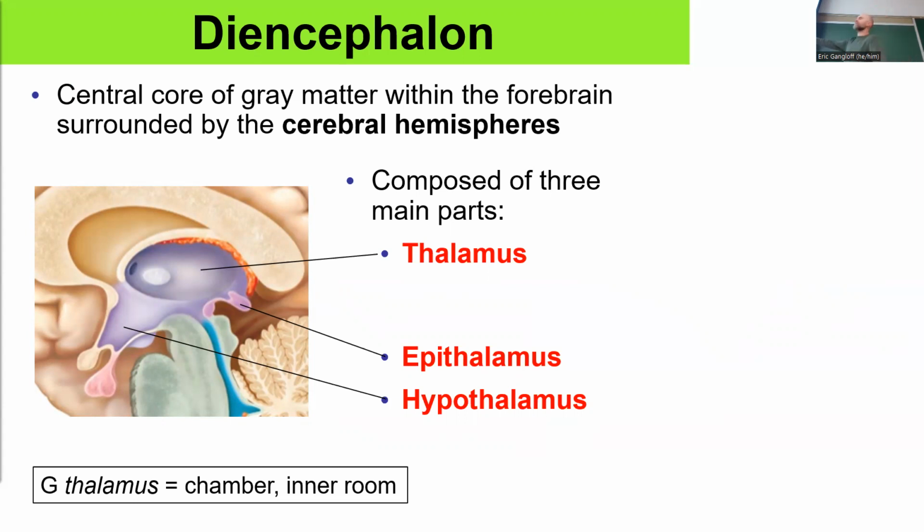Did I include notes for its diagrams for diencephalon with what I gave you too? I did. Okay, cool. Good.